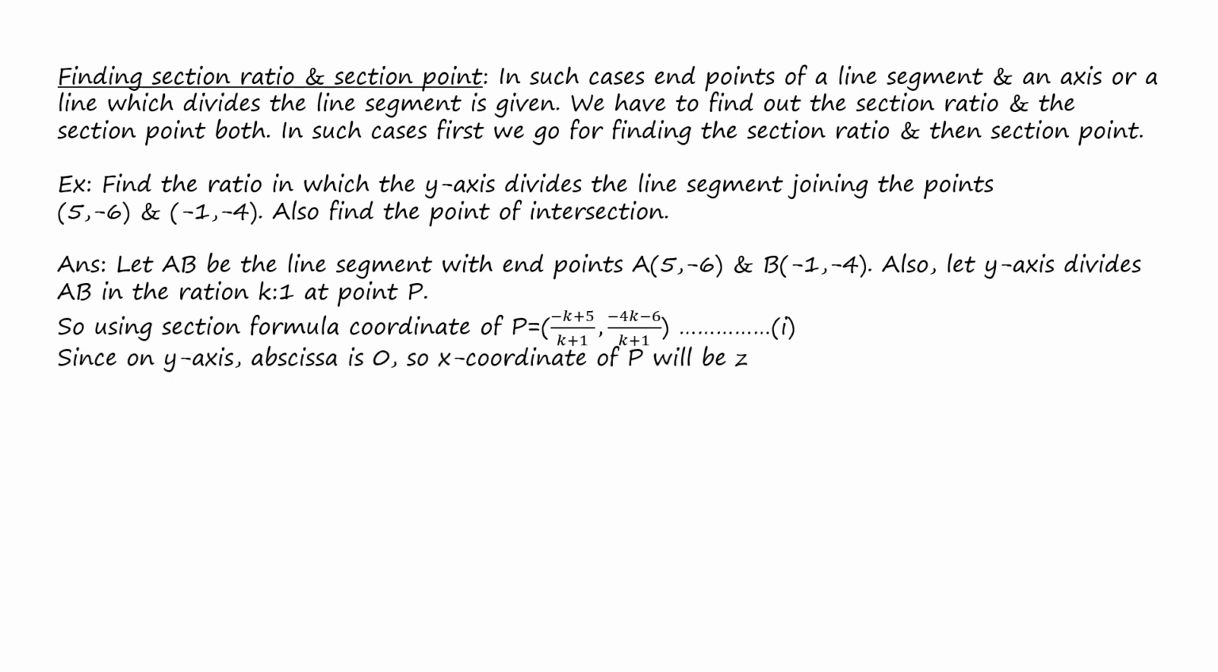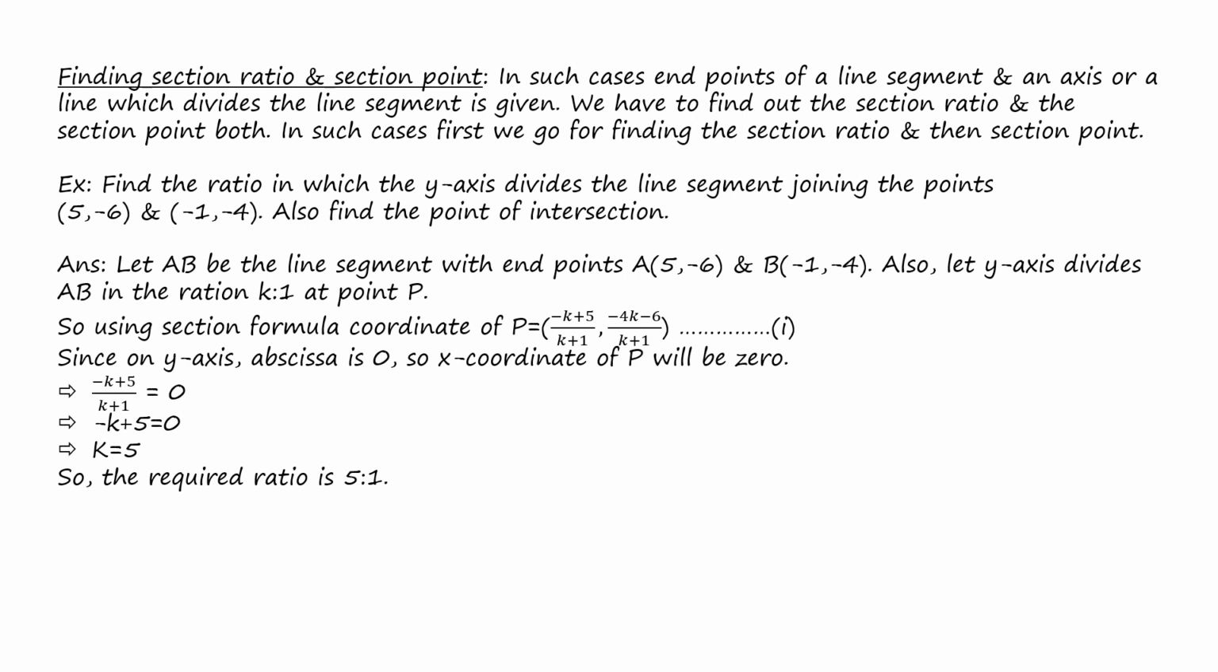Since on the y-axis the abscissa is 0, the x coordinate of P will be 0. So we can write (-k + 5)/(k + 1) equals 0. In other words, -k + 5 equals 0, which implies k equals 5. So we got the ratio as 5 is to 1.